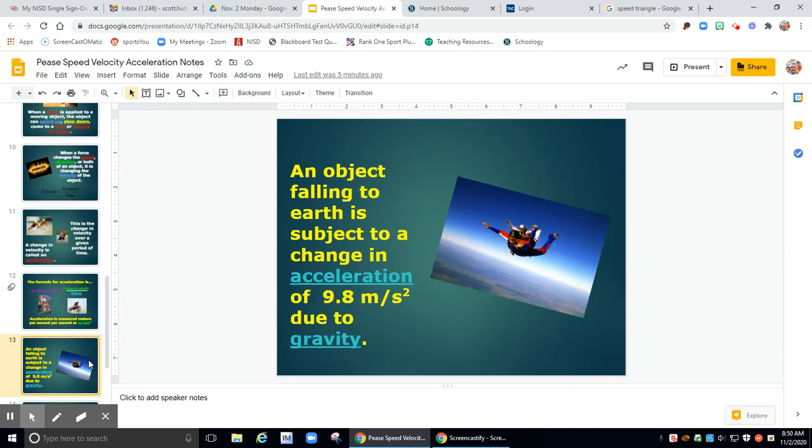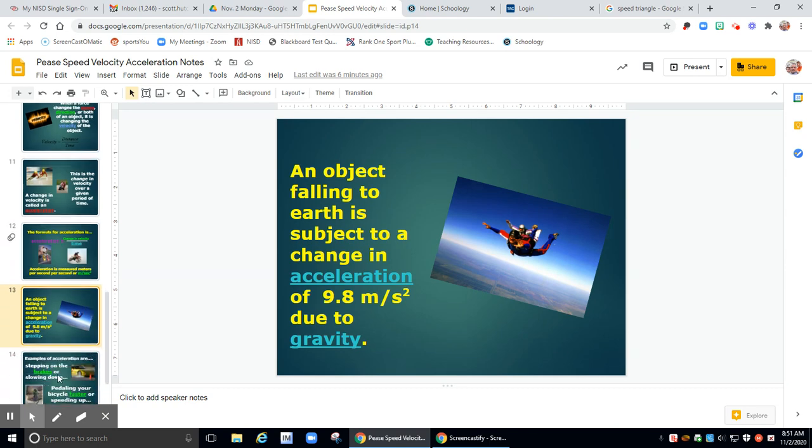So an object falling to Earth is subject to a change in acceleration of 9.8 meters per second squared due to gravity. Again, what that means is for every second that you fall, your speed or velocity will increase by 9.8 meters per second. So after 1 second, you'd be traveling 9.8 meters per second. After 2 seconds, you'd be traveling 19.6 meters per second. And you would increase your speed every second by 9.8 meters per second. So the longer you fall, the faster you will travel.